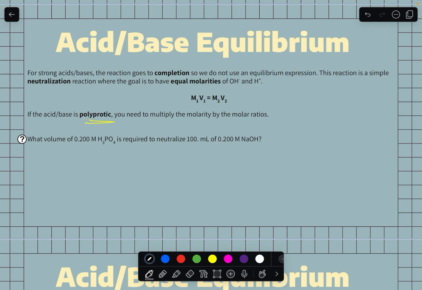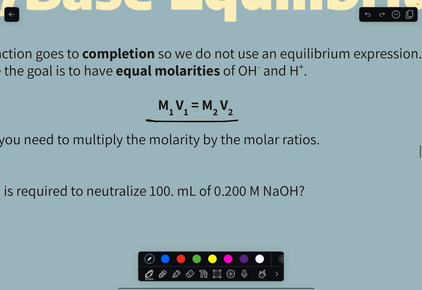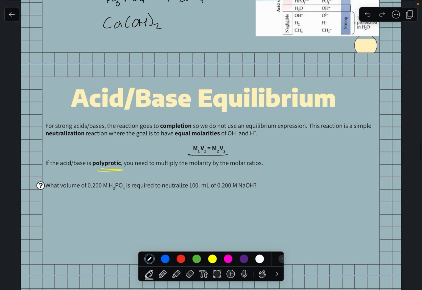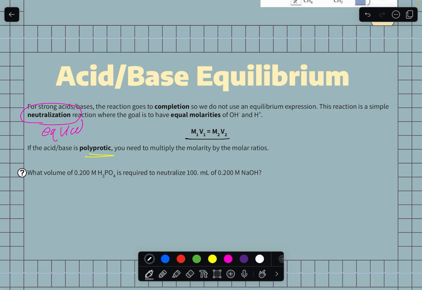This equation here is M1V1 equals M2V2. M1 is your first molarity. V1 is your first volume. So it's for one substance. M2V2 is your molarity of that substance times the volume of that substance. Because remember, during a neutralization reaction, we want them to be equal. We want equal moles of our H plus and OH minus.